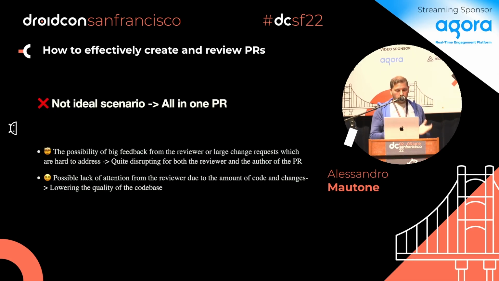So in a non-ideal scenario, everything is done in a single PR. So we're going to add, let's say we use Retrofit, the interface to define the RESTful call. Then we're going to add the parsing for the responses, the models for the responses, perhaps also for the request body if we have a body to pass, and so on. So the possibility of big feedback from the reviewer or large change requests.